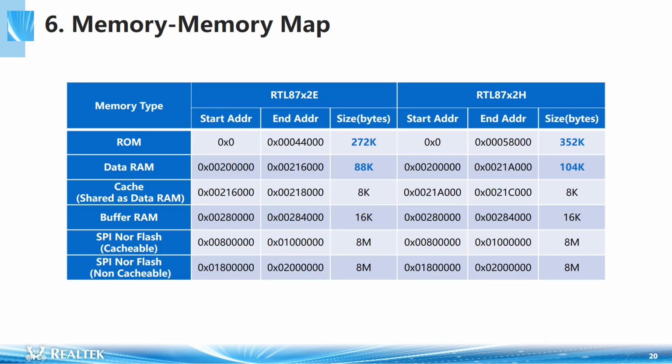The memory map for RTL87X2E and RTL87X2H is outlined as follows. The key difference is that RTL87X2H supports larger ROM and RAM capacities compared to RTL87X2E.